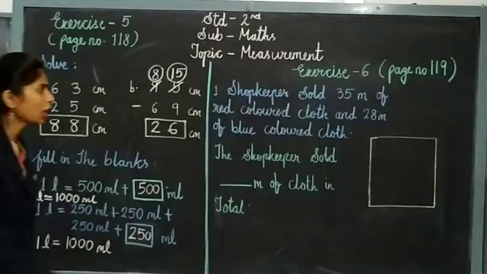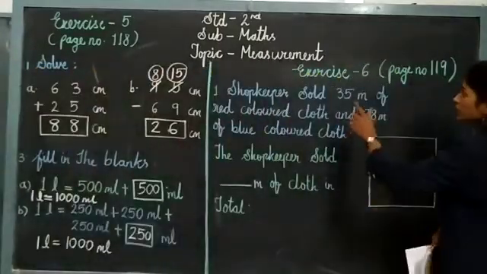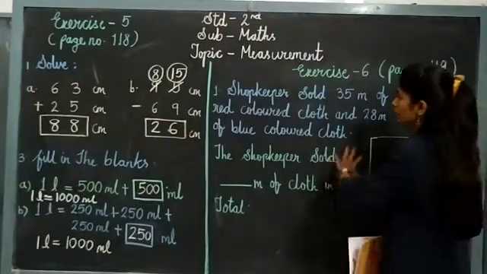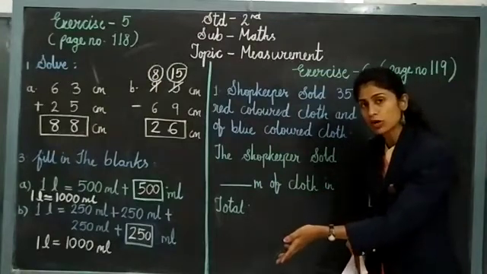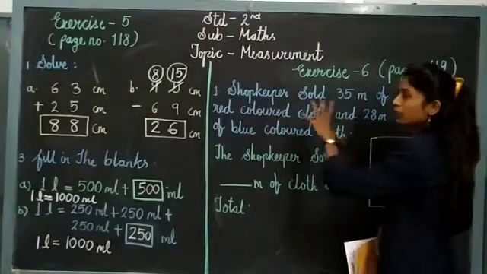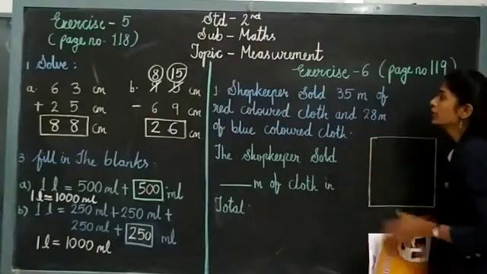Okay. Now moving back to your next exercise children. Your exercise number is 6, that is on page number 119. So children, word problems again are given. In your previous lessons also you have learned how to solve the word problem. There you will get some kind of story. You have to interpret that story and write down your sum.